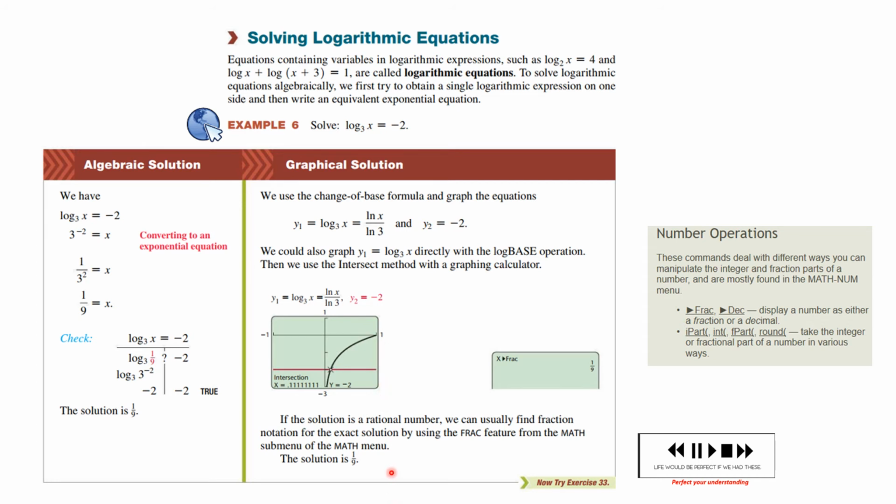Now, when you do this the first time, you get 0.111 repeating, but you can change that to a fraction using the fraction function that is found in the math and number menu, and here you can change things to fractions or decimals. Again, you're invited to perfect your understanding by doing exercise 33.